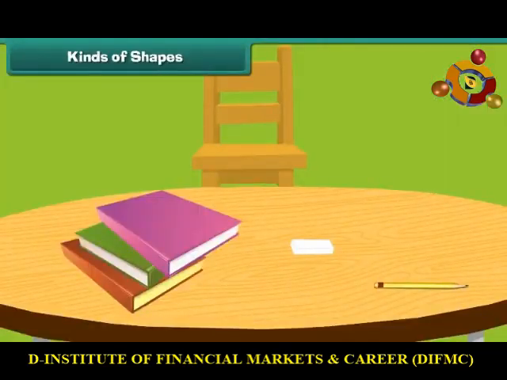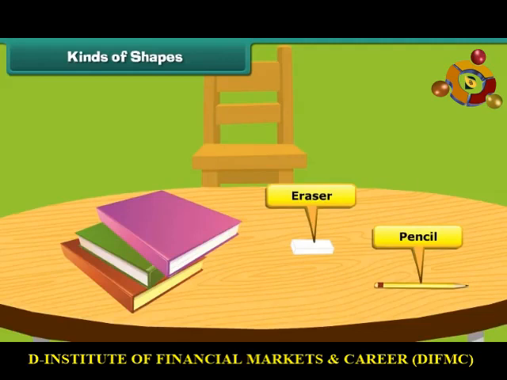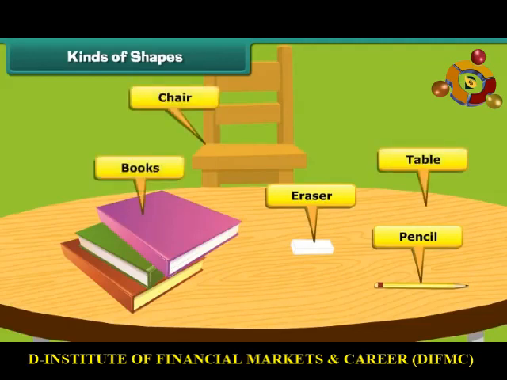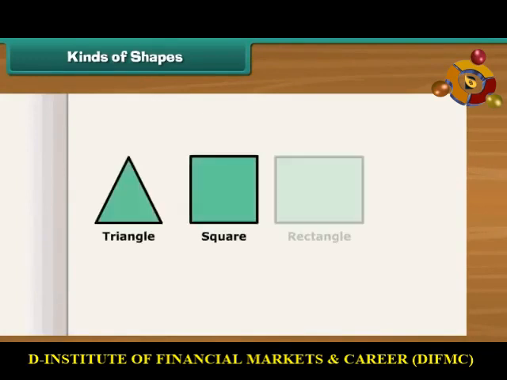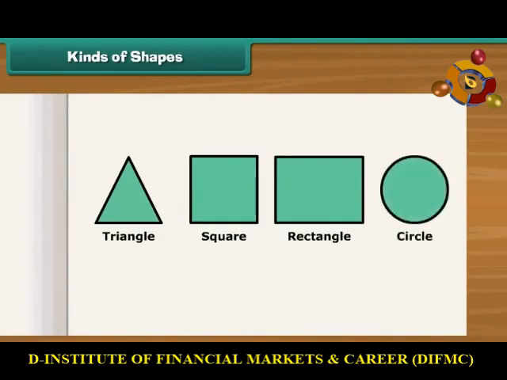We see different shapes all around us. Pencils, erasers, tables, books, chairs, etc. They are called solid shapes. The shapes that we draw on paper, such as triangles, squares, rectangles, circles, etc., are called plane shapes.